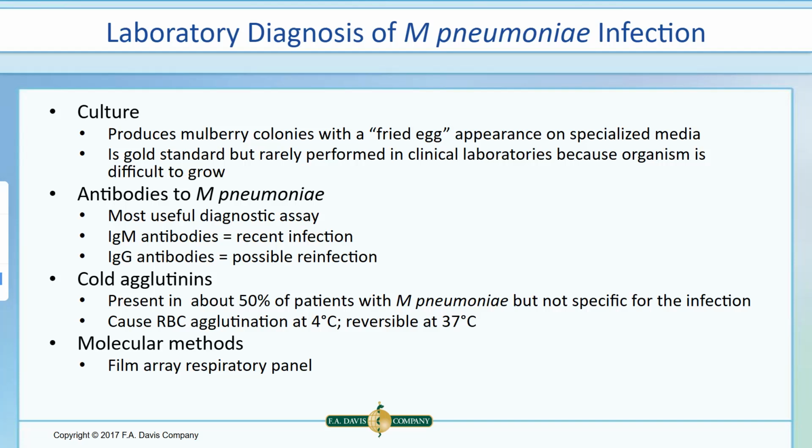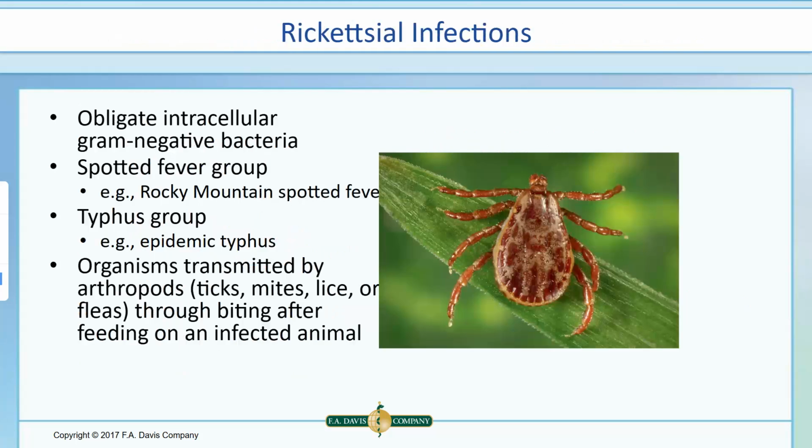Rickettsial infections. So it's an obligate intracellular gram-negative bacterium. It's in the spotted fever group, so Rocky Mountain spotted fever. And then there's the typhus group, epidemic typhus. Organisms are transmitted by arthropods, such as ticks, mites, lice, or fleas, through biting after feeding on an infected animal.